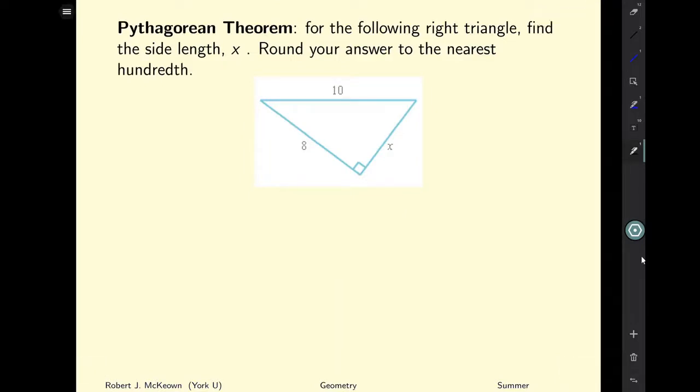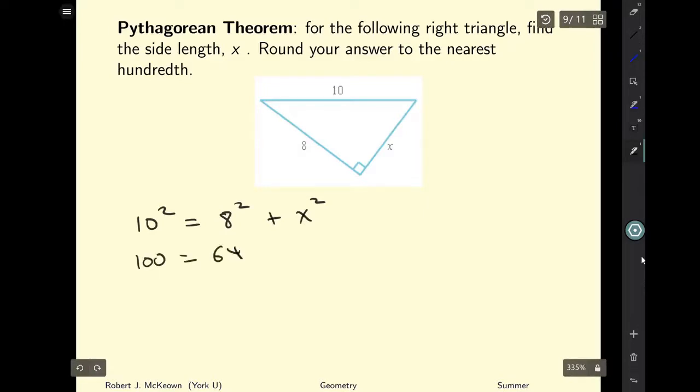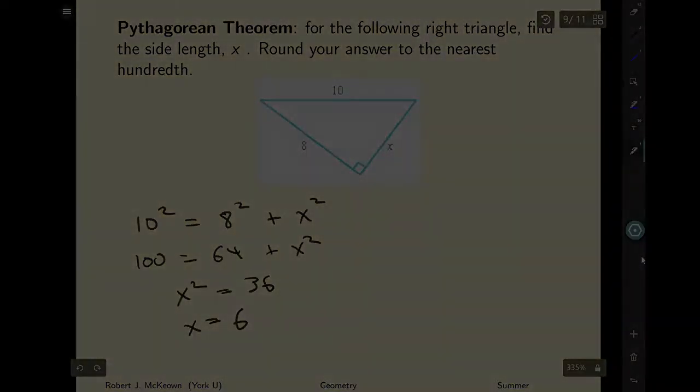Now let's take a look at a problem. So we've got a Pythagorean theorem here. We've got a right triangle, and we're being asked to find the side length x. So we know that the long side squared is equal to the short side squared plus the other short side squared. Multiply this out, we get 100 is equal to 64 plus x squared. X squared is equal to 36, and x is equal to 6.